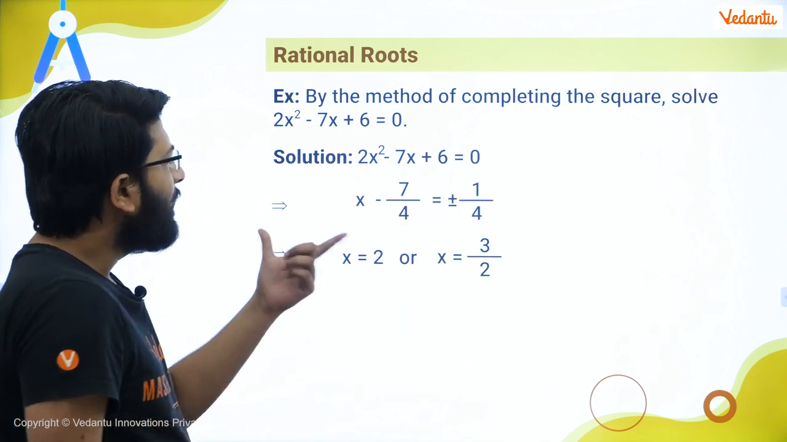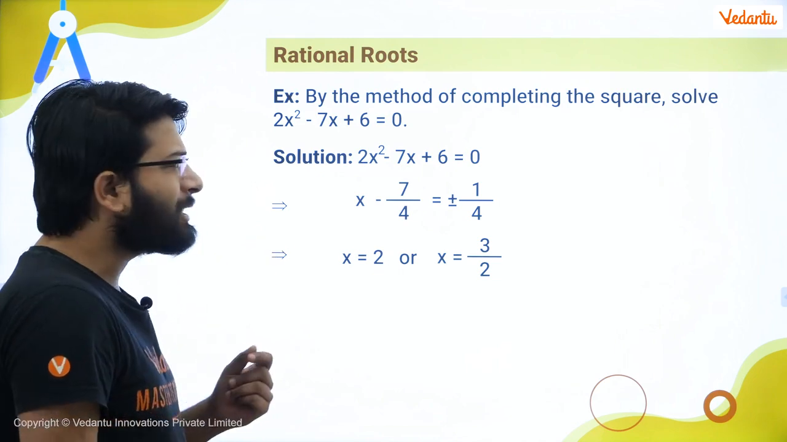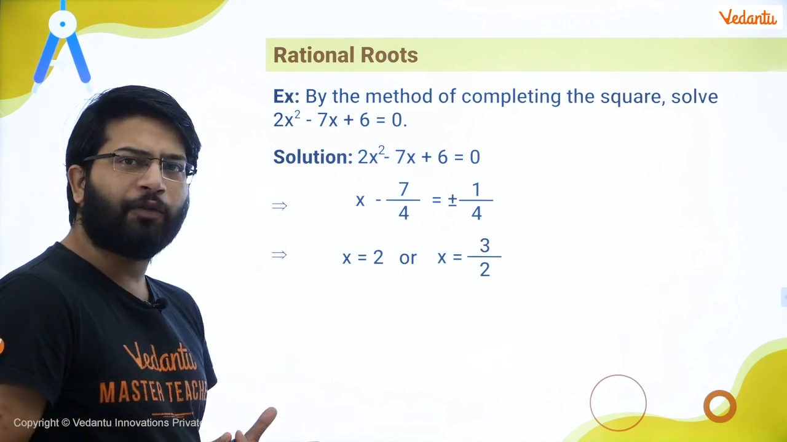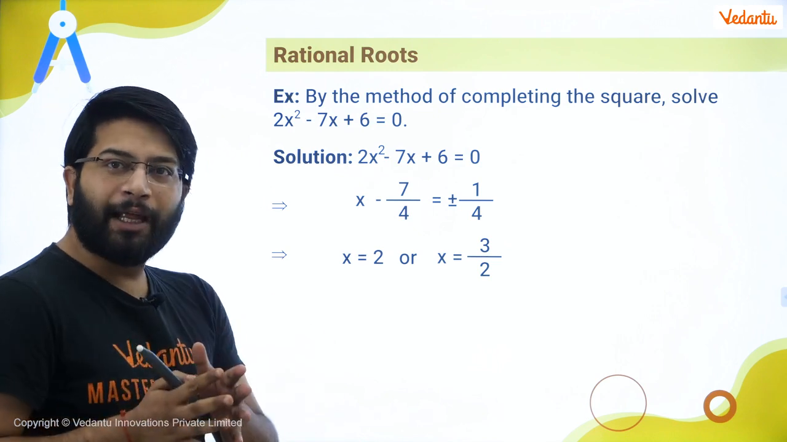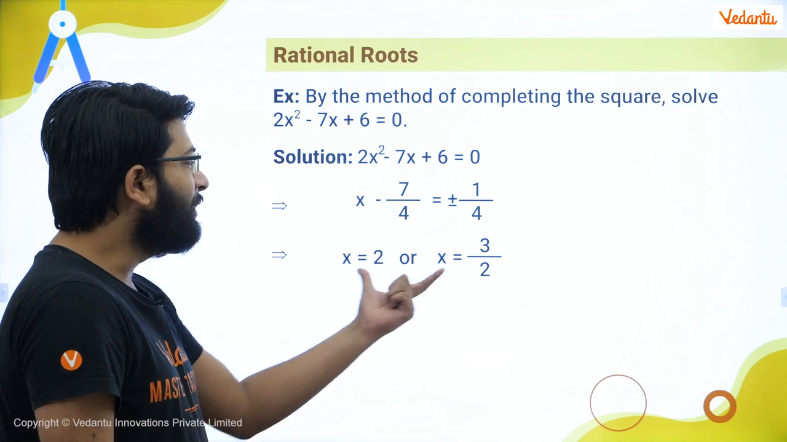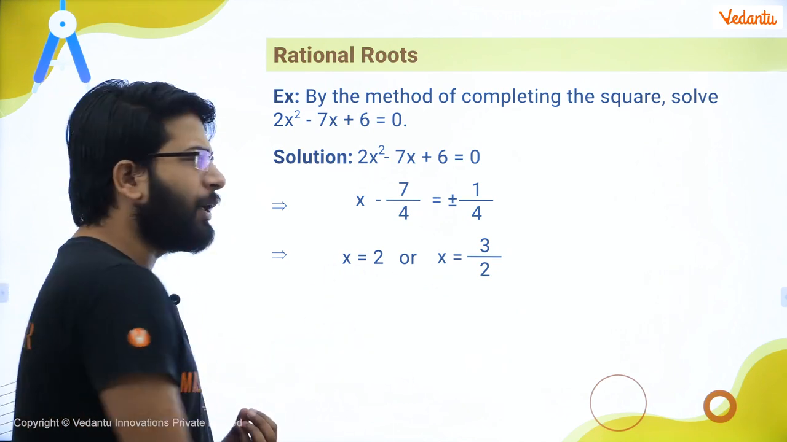Now champ, after getting a square root on both the sides, what are we getting? (x - 7)/4 = ±1/4. So one time consider +1/4 and one time consider -1/4. We will get 2 roots.